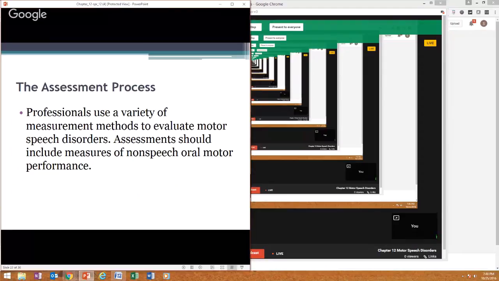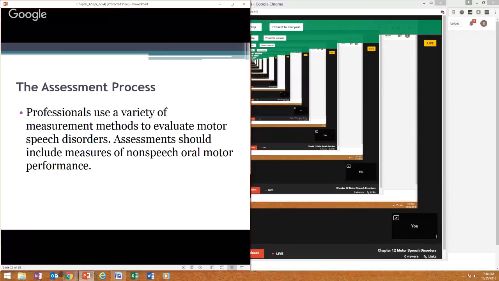All of those are defined pretty well in your book from pages 411 to 413, if you wanted to look more closely at those. And then we'll move to the assessment process.